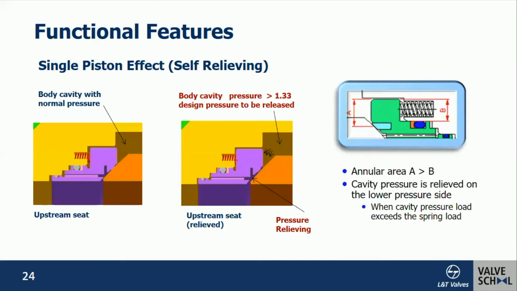These valves come as standard with self-relieving seats. That means the API 6D standard says the body cavity pressure should not be allowed to exceed 1.33 times the design pressure. That is ensured in such a way that when the load due to the pressure in the cavity exceeds the spring load, it pushes the seat ring back and relieves the pressure. So it ensures that there is no high pressure buildup in the cavity, which could be a potential safety hazard.